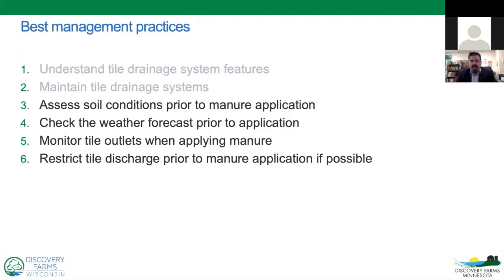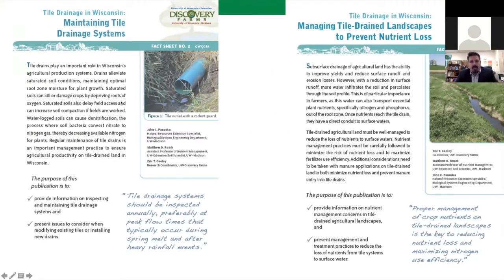And then, I'm not going to talk a lot today about the engineering technologies at the end of the tile line, but for those that have that, if you can control your drainage, restricting drainage prior to manure application, or maybe even a little bit after, might be beneficial. Of course, that's always going to depend on the conditions. So here we go. We've got a second fact sheet on maintaining the drainage systems, and then our third one is on managing tile drains and landscape to prevent losses.